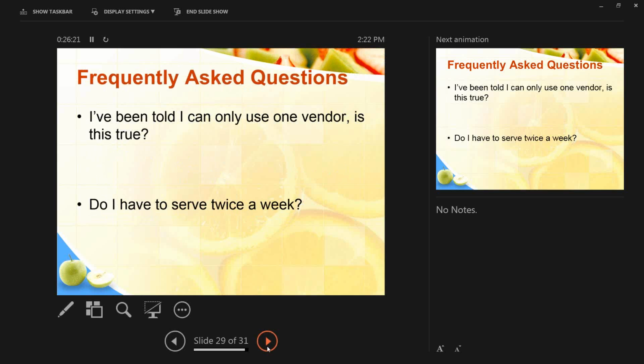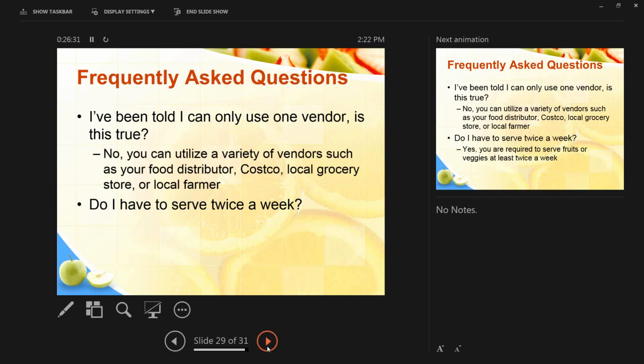Okay, so to touch on some frequently asked questions, we have a lot of folks that ask us that they've been told they can only use one vendor, and that's just not true. So you can use a variety of vendors, such as your local food distributor. We've had folks have great success purchasing fruits and vegetables from Costco. You can even purchase fruits and vegetables from your local grocery store or your local farmer. We've also had quite a few questions about if they do have to serve twice a week, and we want to make sure everybody understands that yes, you do have to serve those fruits or vegetables at least twice a week.